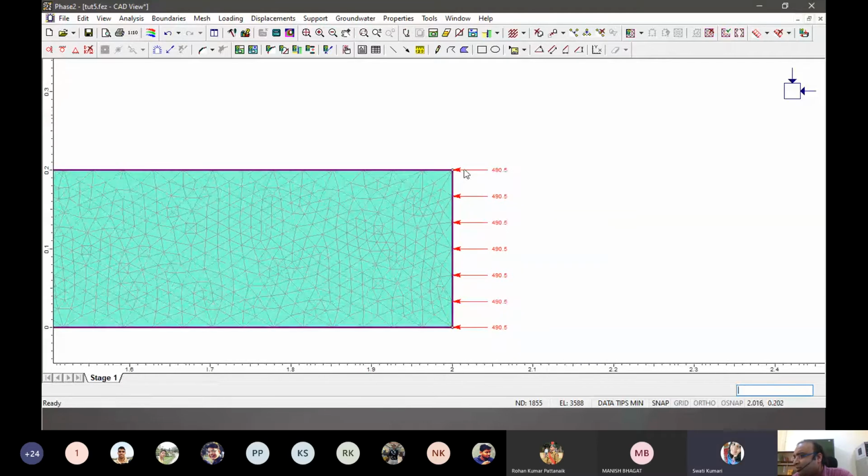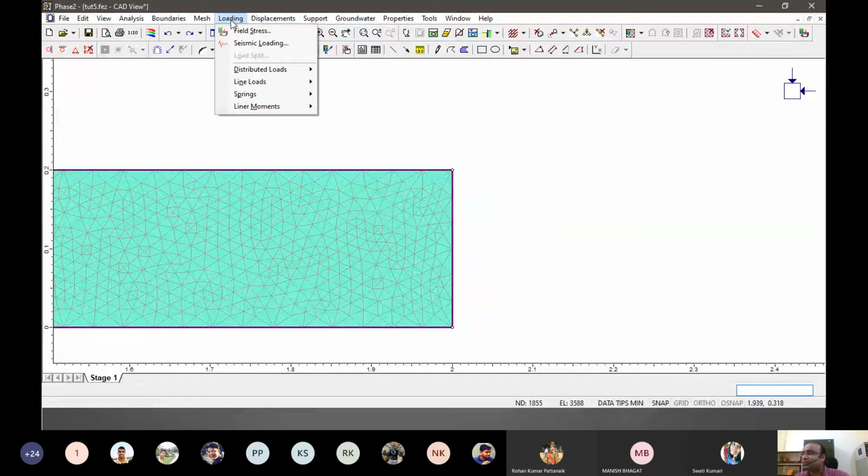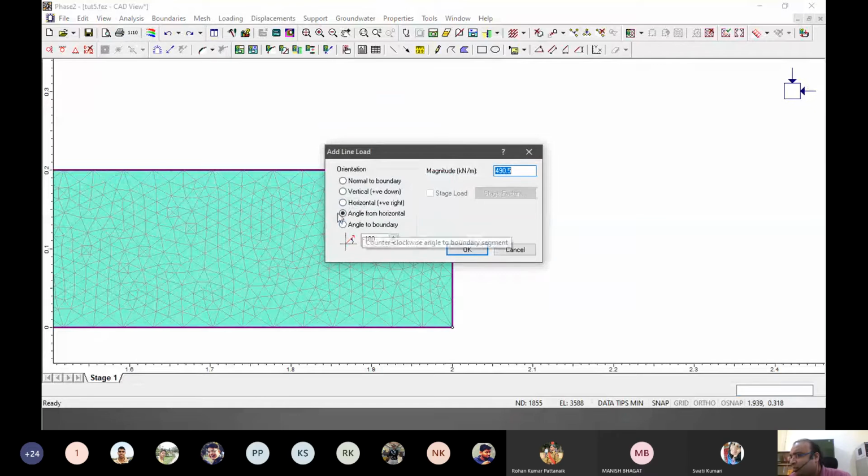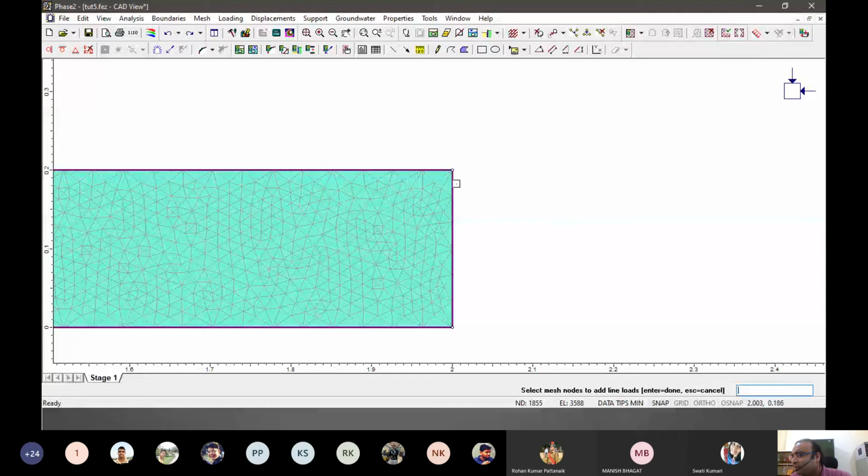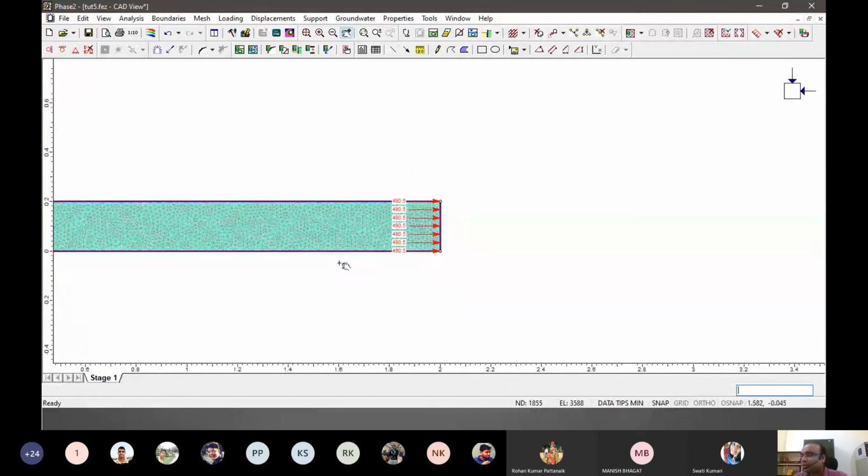Let's reverse this. I actually took horizontal to the right. Yeah, let me do that also. Line loads. Positive, right? Yeah, it will do it. So these are point loads.